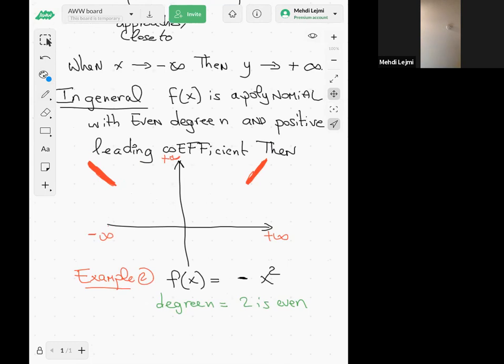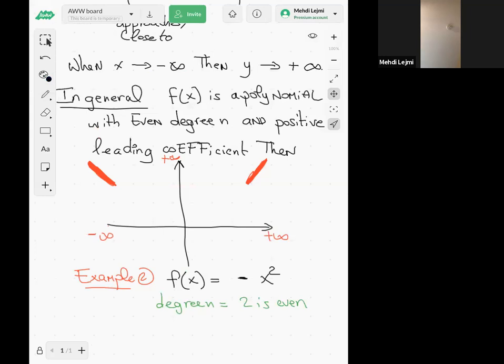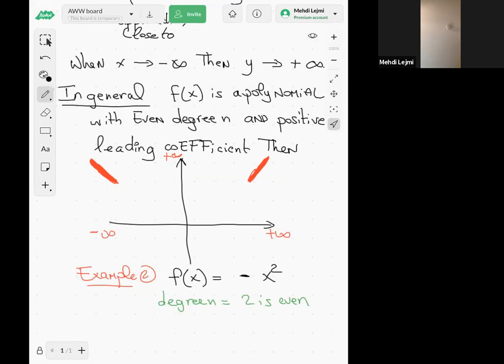What I mean by this graph is that if x goes to positive infinity, then y goes to positive infinity, and if x goes to negative infinity, then y goes to positive infinity. So when you graph f of x, you know that you have this at infinity, this here and this here.